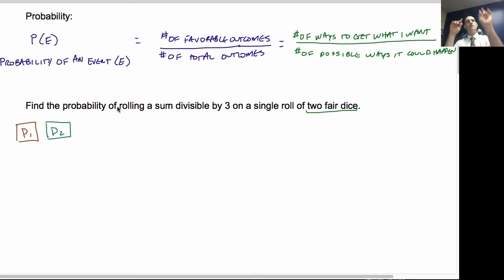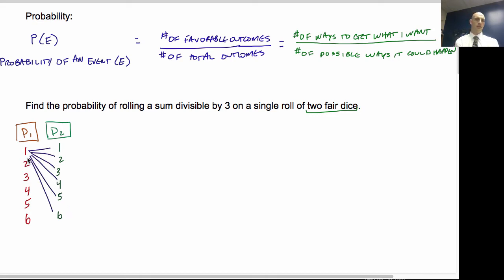So if you think about it, if these two fair dice are different colors, okay, so there's a red one and a green one. What could happen on here is 1, 2, 3, 4, 5, or 6. But on the green one, I could also have 1, 2, 3, 4, 5, or 6. And what happens is if I roll a 1 on the red one, it could go with 1 on the green one, or 2, or 3, or 4, or 5, or 6. But I could also take the 2 and roll to 1, or 2, or 3, or 4, or 5, or 6. So any of the possibilities on the red one could go with any of the possibilities on the green one.